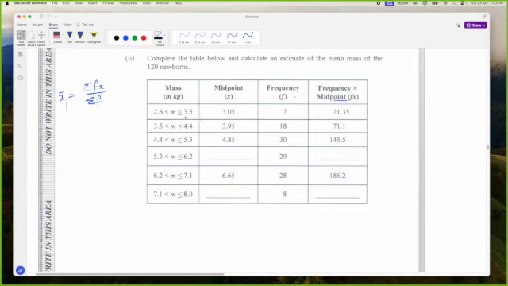So let's see. How did they find this? Let me test it first. Did they just take 3.5 and minus, or did they use boundaries? 3.5 minus 2.6. Oh no, the midpoint. Oh, it's midpoint. Okay, so it's not minus. Did they use boundaries or did they just use that? 2.6 plus 3.5 divided by 2. Yeah, it looked like they just used that. So I take 2.6 plus 3.5 and divide by 2, and that gives you your midpoint. Let me try it for this one just to make sure. 3.5 plus 4.4 divided by 2 is 3.95.